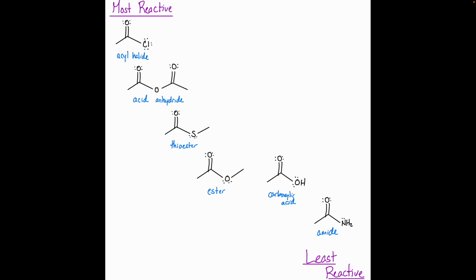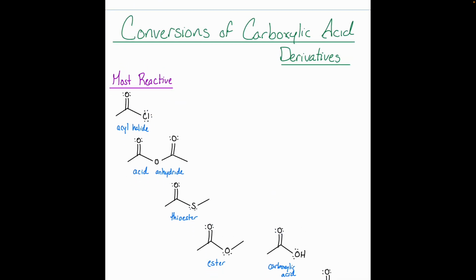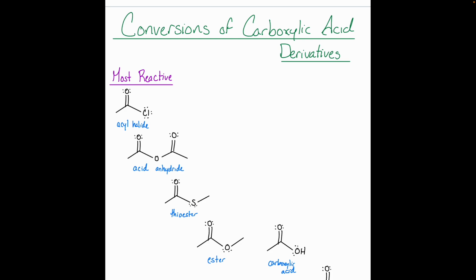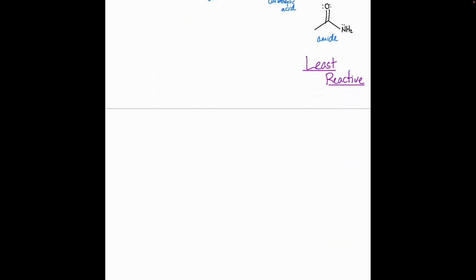There are a few special cases that we'll talk about, but for the most part, converting something like an acyl chloride at the very top to any one of these other ones is really easy to do, okay? But if we start with an ester, we can only really convert that to a carboxylic acid or an amide, right? So we can always go from more reactive to less reactive. And that's our conversions of carboxylic acid derivatives that we're talking about, okay?